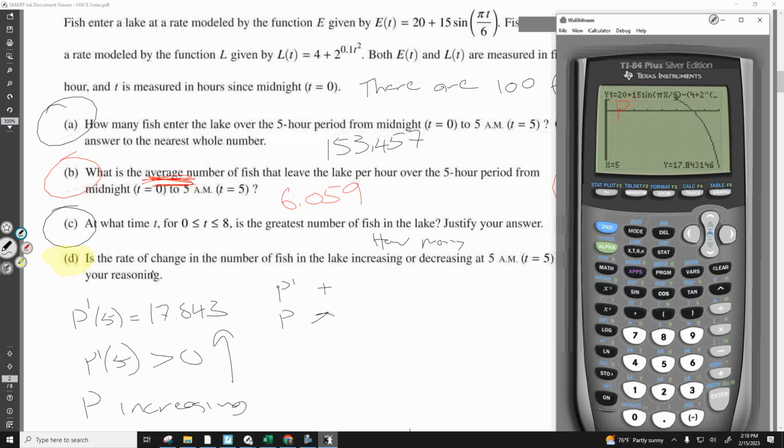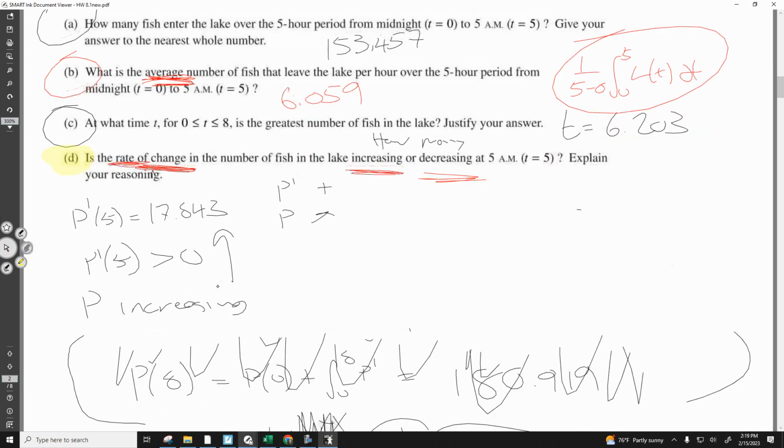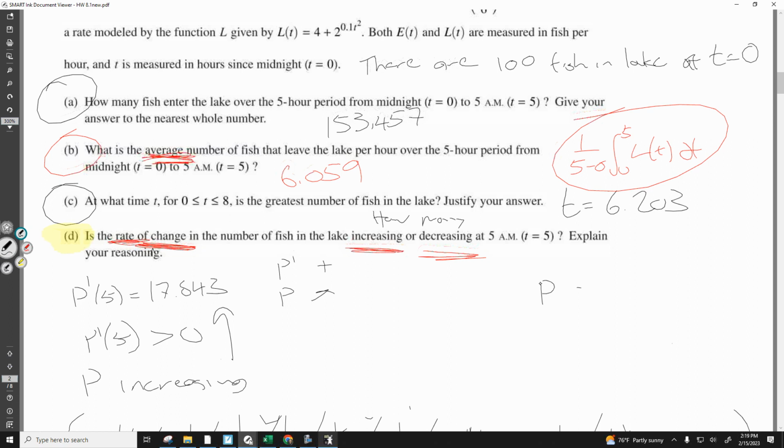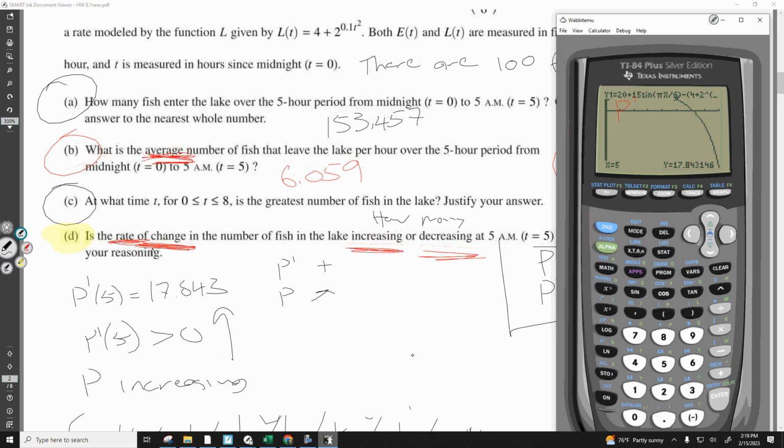Well, it's good to know this, okay? Is the rate of change increasing or decreasing? Guess what we need: P prime increasing or decreasing based on P double prime signs. Hip, hip, hooray, we're back to a second derivative sign analysis. Or you look at P prime. What is it doing? It's decreasing. Oh, the rate of change is P prime. Is the rate of change increasing or decreasing? Oh, it's going down.